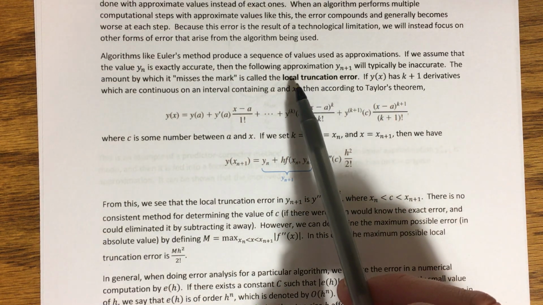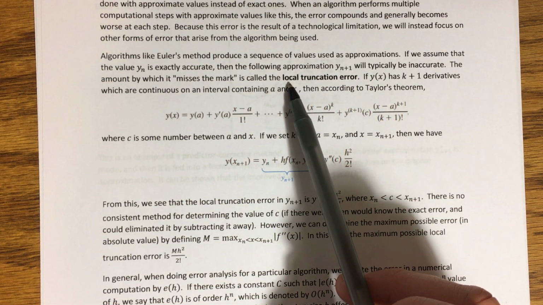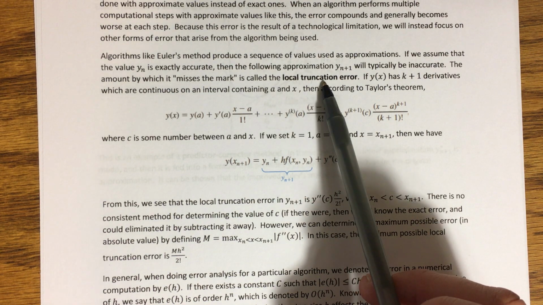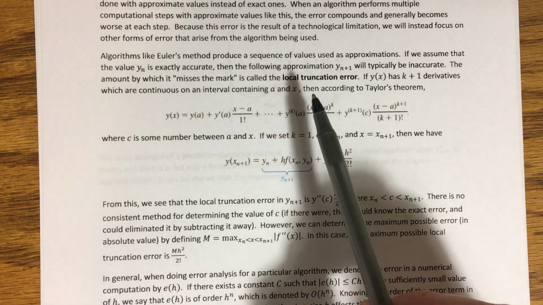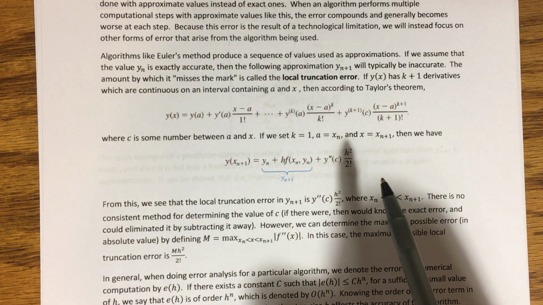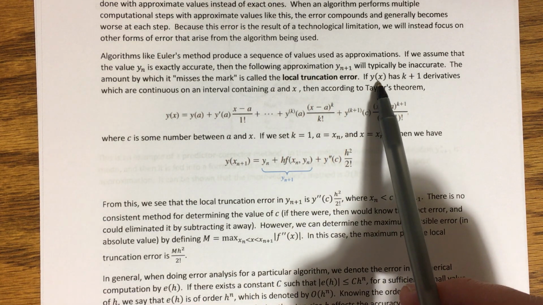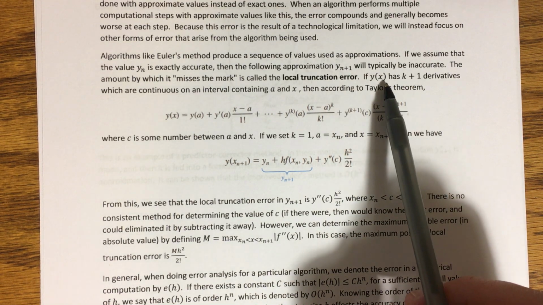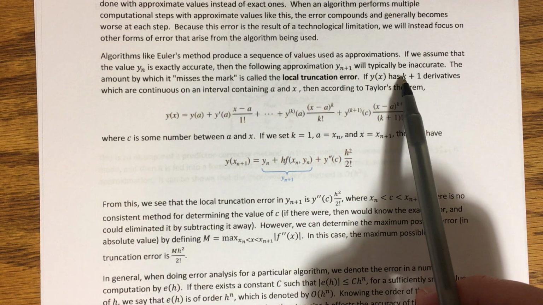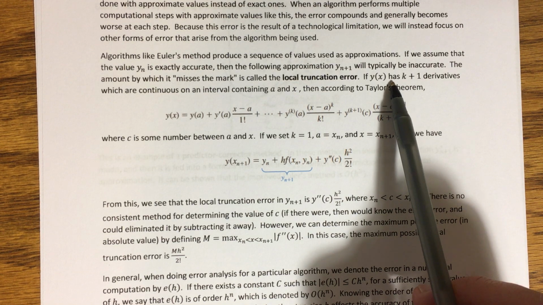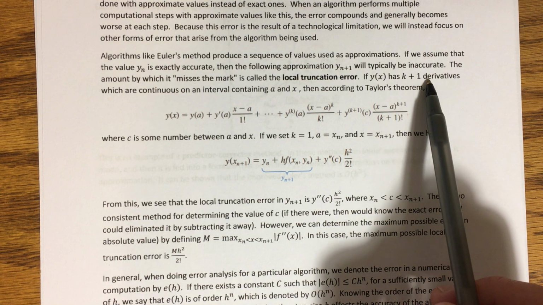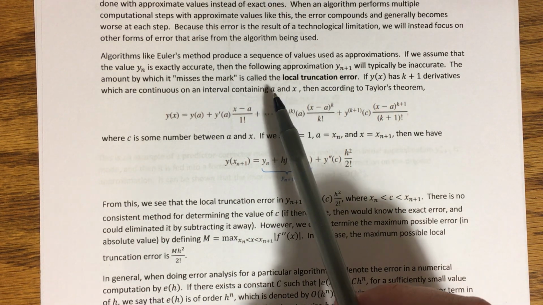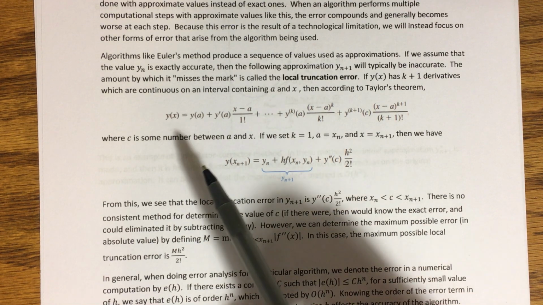Now let's look at how we can evaluate or try and understand the local truncation error of Euler's method specifically. So what we do is we assume that we're working with a function y of x. This is the solution to our DE that we're trying to approximate. And let's suppose that it has k plus 1 derivatives, all of which are continuous on some interval containing these two numbers, a and x.